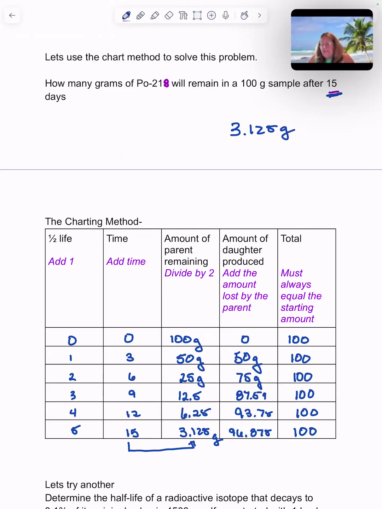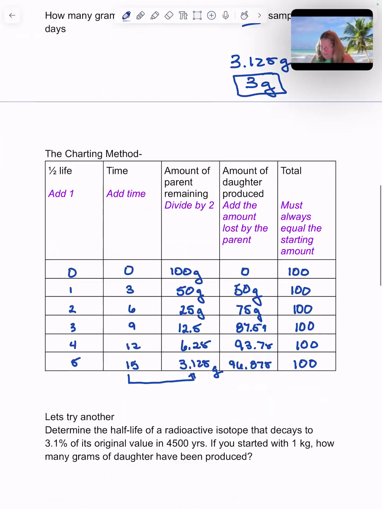Now, sig figs do matter. We had 100 grams here, so we're going to say 3 grams remain. Because of sig figs, the charting method is kind of the easy way out. Okay, let's try another one.